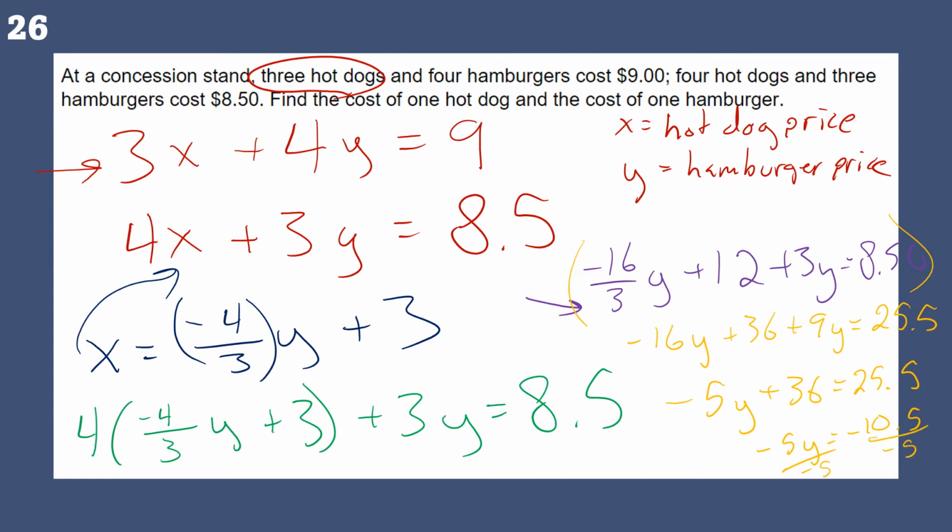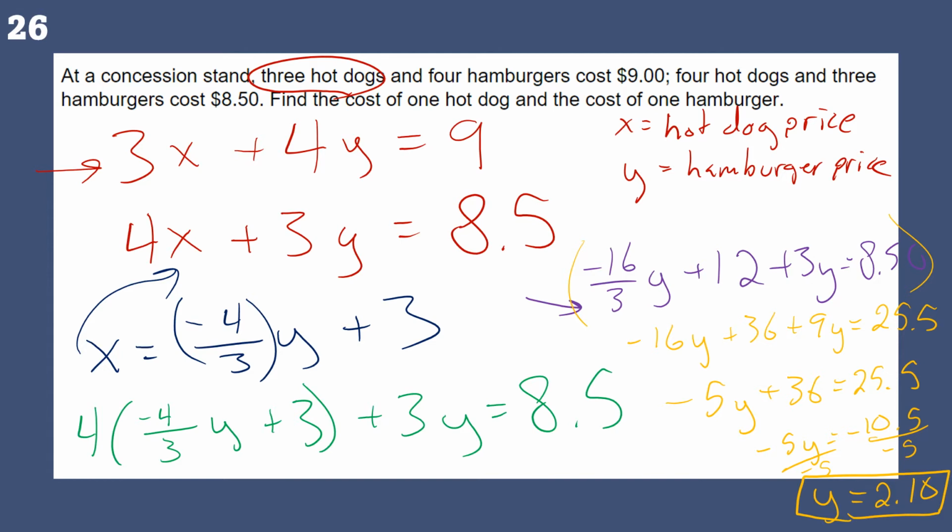And I end up with y equals 2.10. All right, that is a hideous, hideous problem. At least it was when I solved it that way, okay? When we pick the right method, we are going to make ourselves a little bit easier. If we picked elimination, it would have worked a little bit nicer. So now all we need to do is plug that back in.